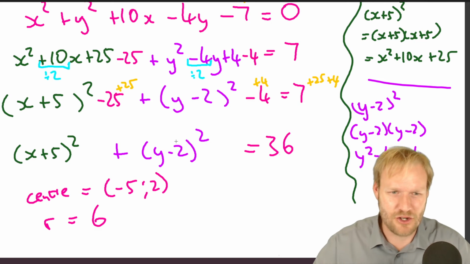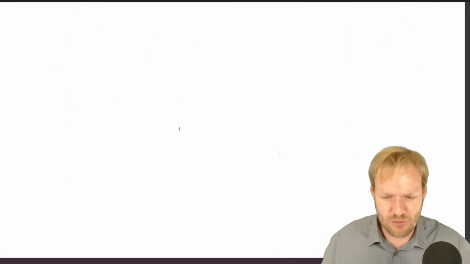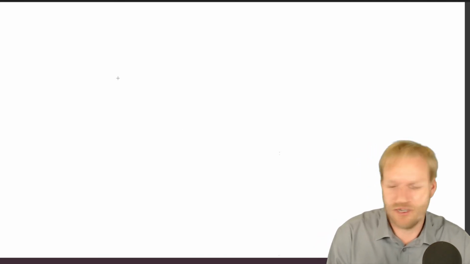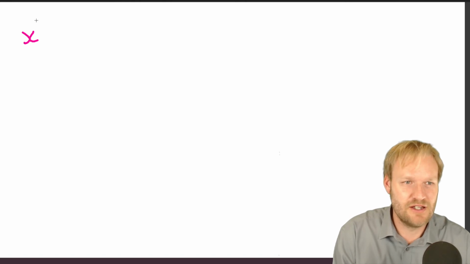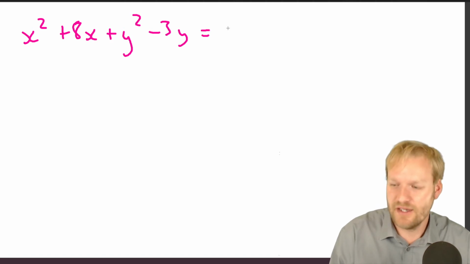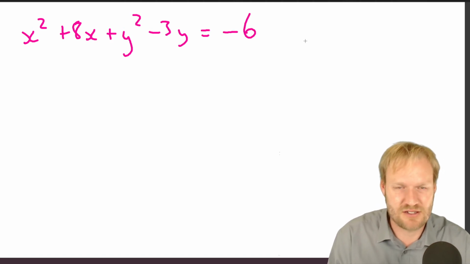We're just going to complete the square. So let's do 2 more. I think it'll be worthwhile just to have them. This is the last 2, and then you can practice a few for the exercise. So we've got one here that says x squared plus 8x plus y squared minus 3y equals negative 6.